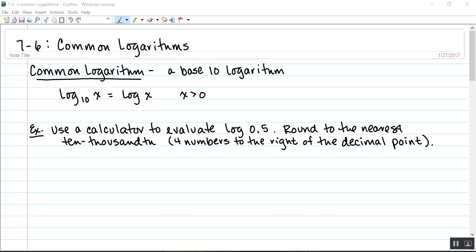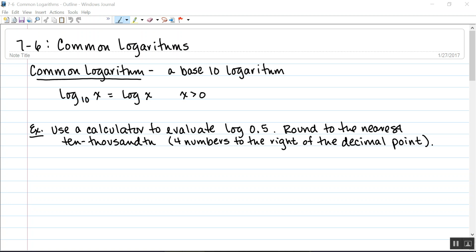Section 7.6 is on common logarithms. A common logarithm is a base 10 logarithm. So if we said log base 10 of x, we can just drop the 10 and just write log of x. In other words, if there's no base here, it's assumed that it's a base 10 logarithm, or a common log. And remember, x has to be greater than 0.